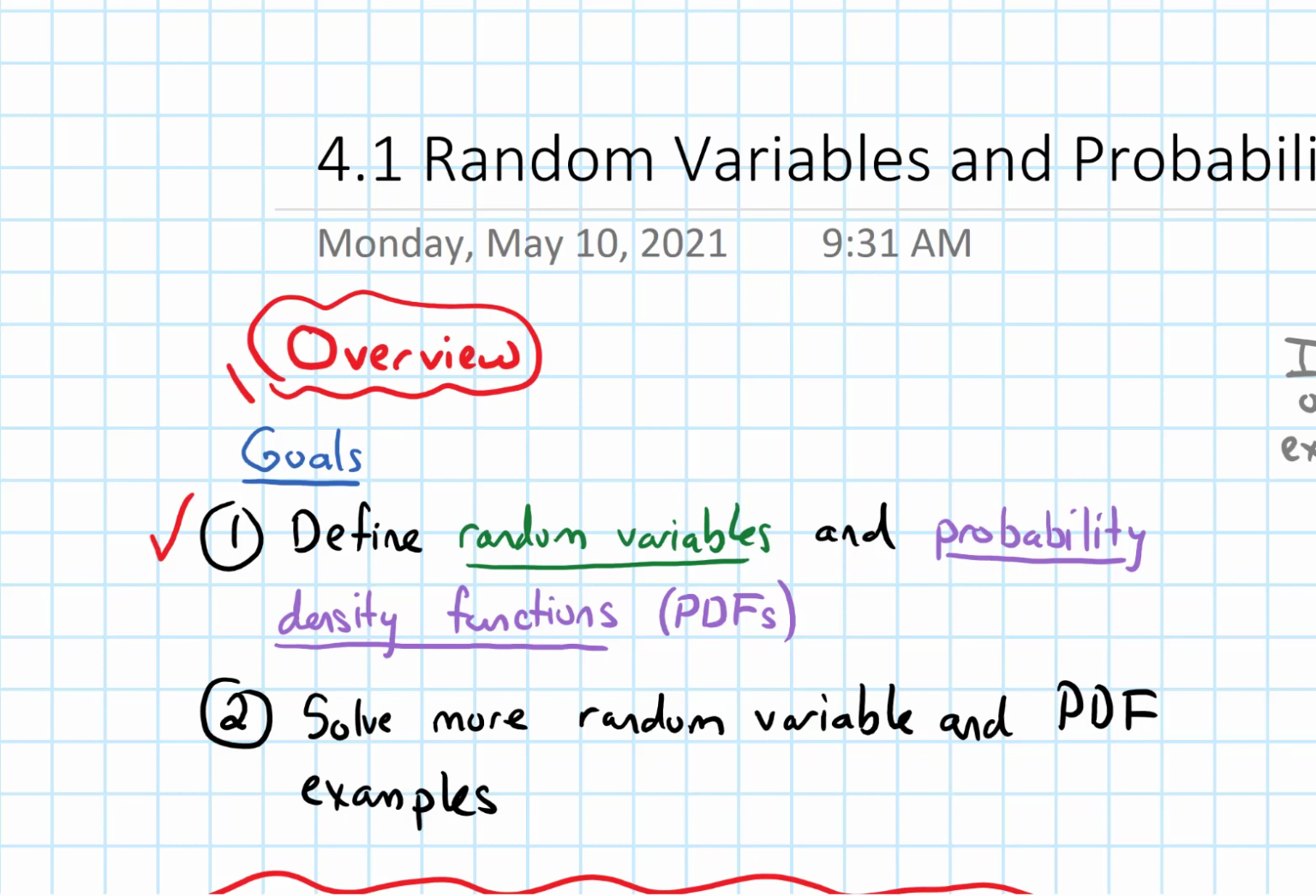Alrighty, so in terms of our goals for this section, we finished our last goal, which was to get a feel for random variables and probability density functions by working out more examples.